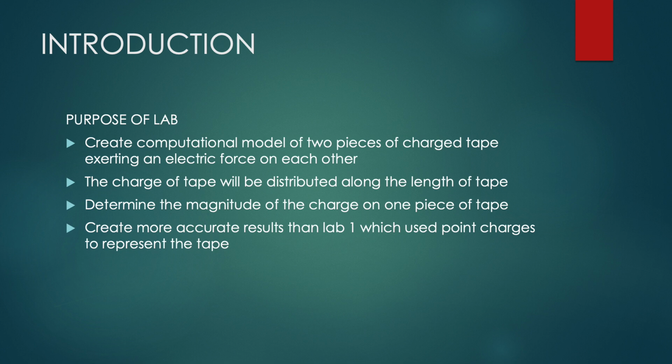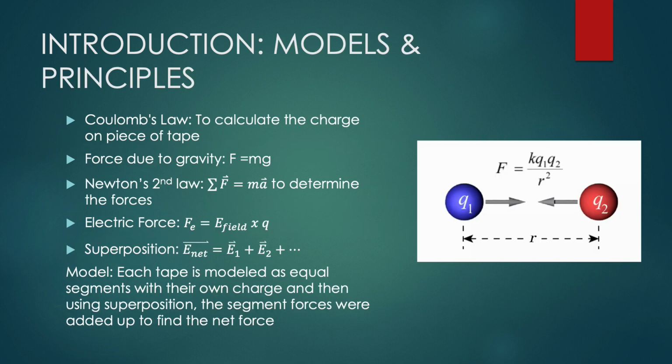The purpose of this lab was to create a computational model of two pieces of charged tape exerting an electric force on each other. The charge of the tape will be distributed along the length of the tape, which is the opposite of what we did last lab using point charges. And we were asked to determine the magnitude of the charge on the top piece of tape, which will be discussed later on. The models and principles used were Coulomb's law to calculate the charge on the piece of tape, which is seen in the picture on the right.